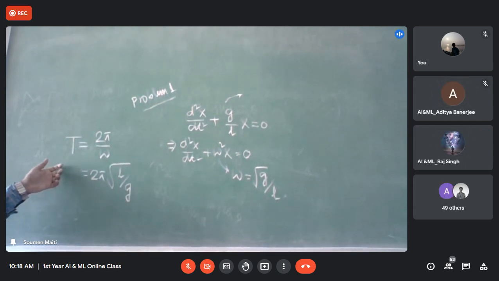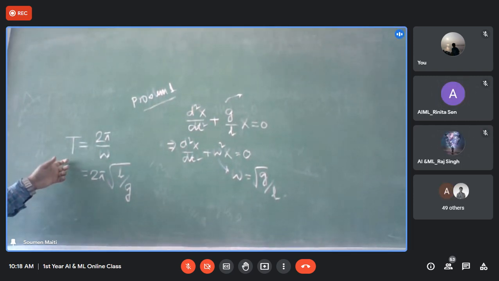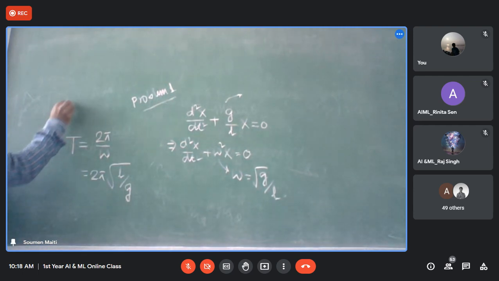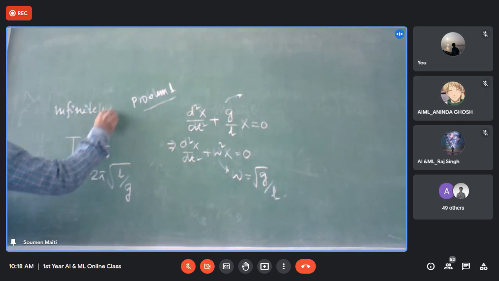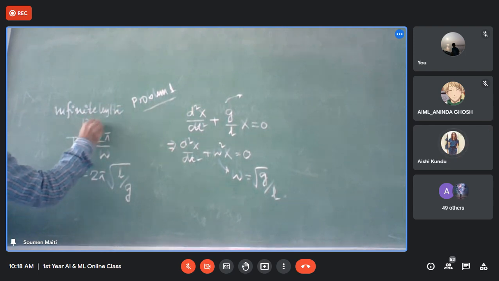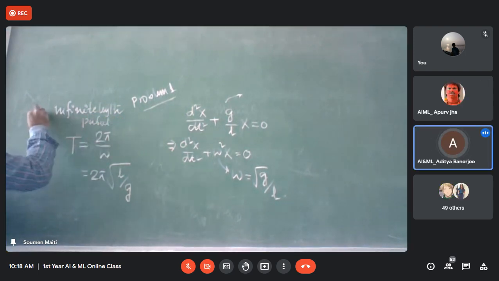Now maybe I can ask you this kind of question, I don't know whether I have asked you or not. If this is the time period of a simple pendulum, from this equation, can you tell me what will be the time period of an infinite length pendulum? Infinite length pendulum. Zero.